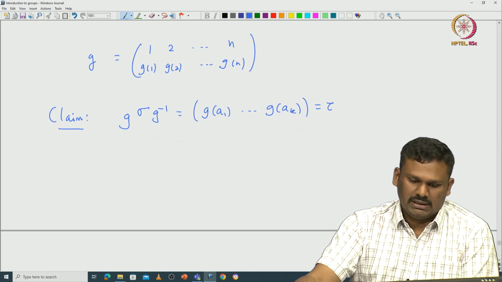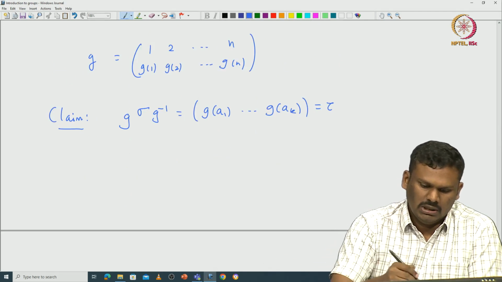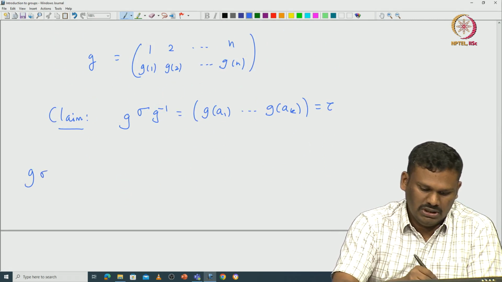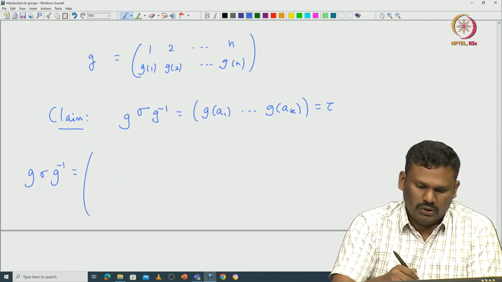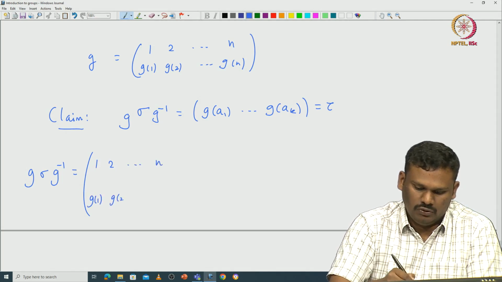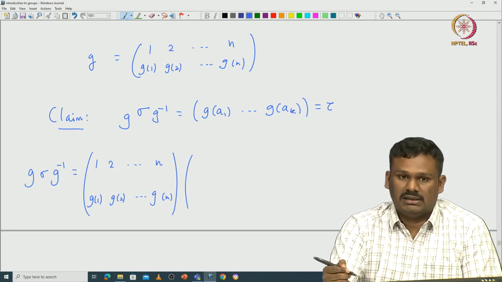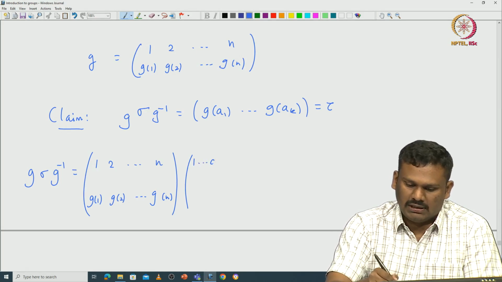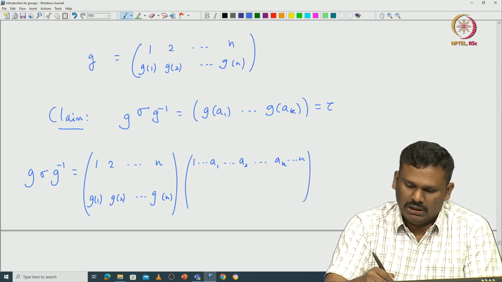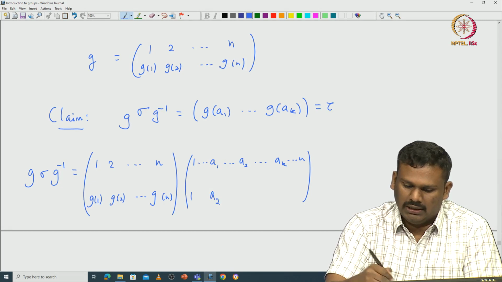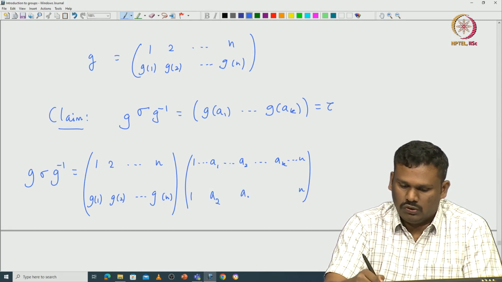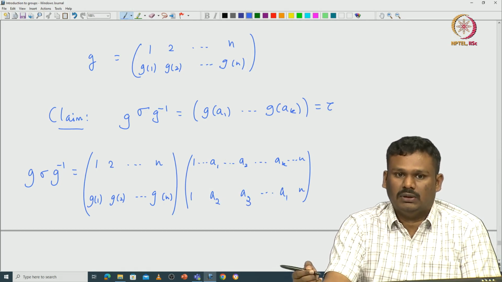So how can one check this? This is just using the definition. Let's rewrite what g sigma g inverse is. This is going to be 1 to n, g of 1, g of 2, etc., g of n, and then you have this cycle sigma. So this is going to be 1 etc., some a1, a2, etc., some ak and so on up to n, where a1 goes to a2, all other indices are fixed, a2 goes to a3 and so on, and then ak maps to a1. So this is your element sigma.